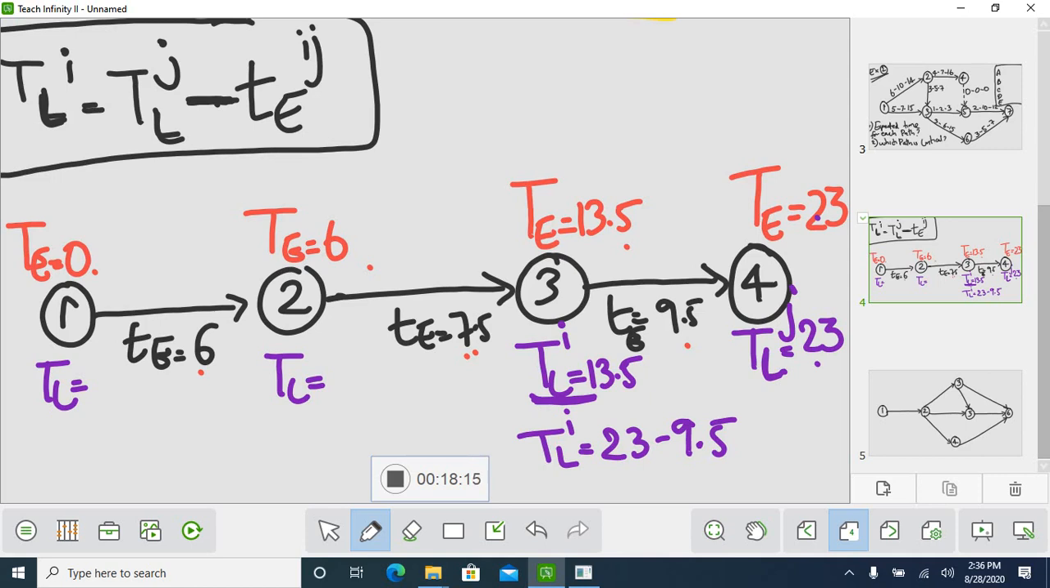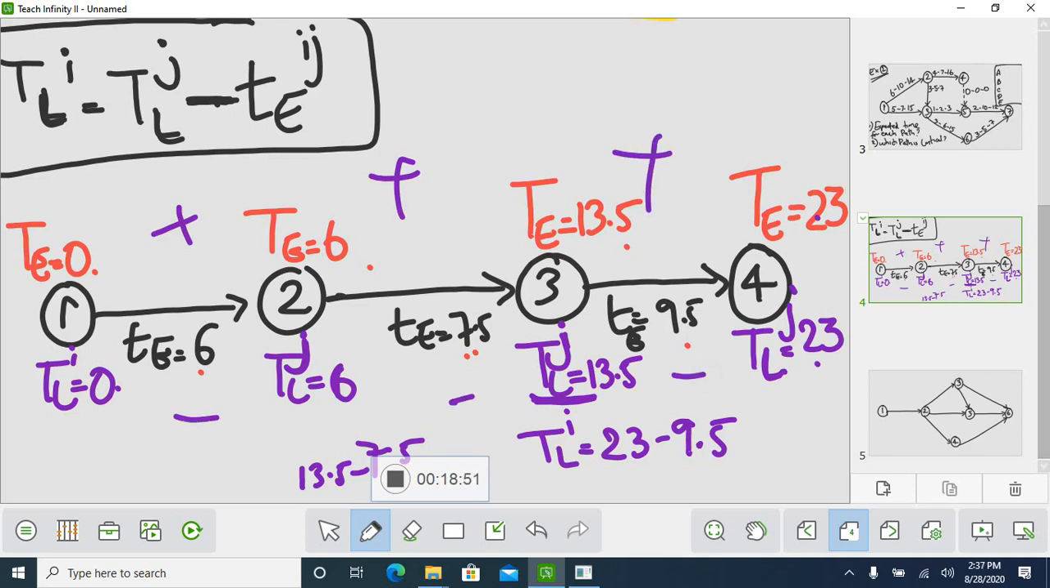Next, here this is your I, this is your J. So 13.5 minus 7.5, that is your 6. Then if you come here, this is your I, this is your J. Then 6 minus 6 is 0. So this is how you have to do minus here, whereas there you have to do plus, plus, plus, and here minus, minus, minus. This is how you have to apply the TL formula.